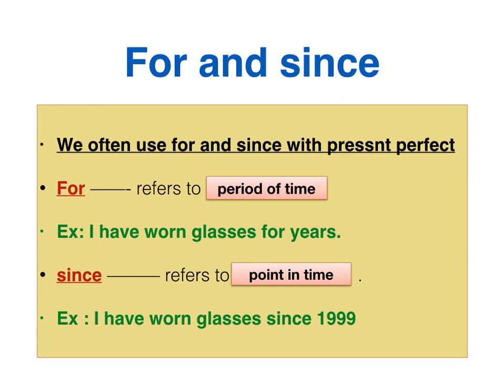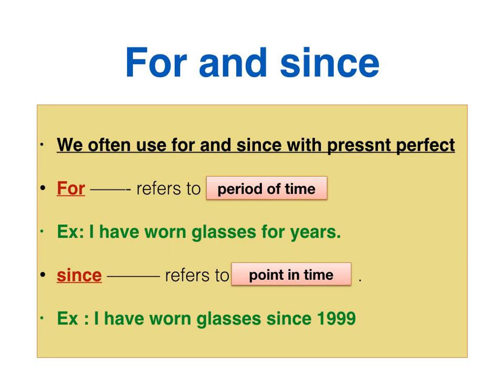The last thing of the present perfect is for and since. For and since are among the keywords of this tense, but they have some particular usage. We use for when we refer to a period of time. For example, I have worn glasses for years. Where is the period of time in this sentence? Years. We have to mention the period of time after the word for.